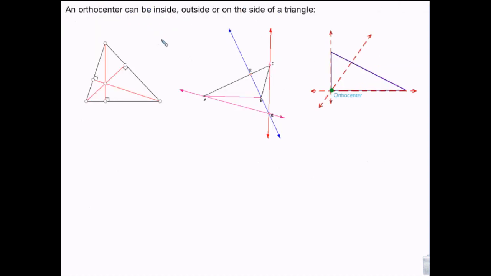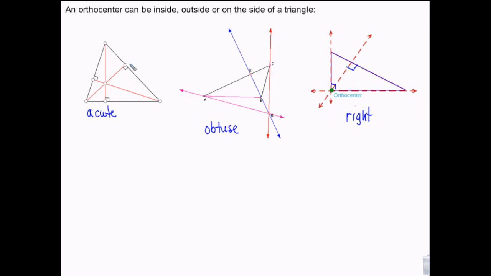The orthocenter can be inside, outside, or on the side of a triangle. When it's inside is when you're acute. When it's outside, you're obtuse. And when it's on the side, you're a right triangle. And that makes sense, right? Because it's perpendicular to this side, so there's your perpendicular, perpendicular, and then you just draw one from here, and that's perpendicular.